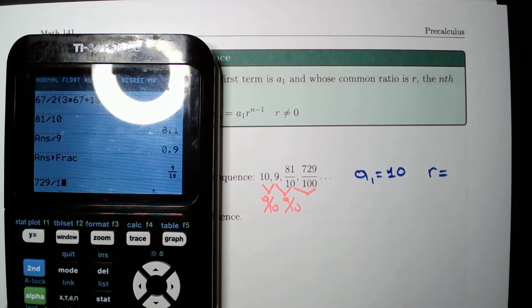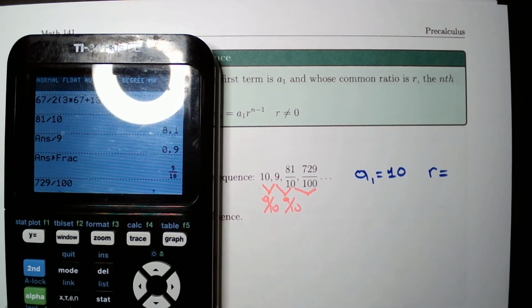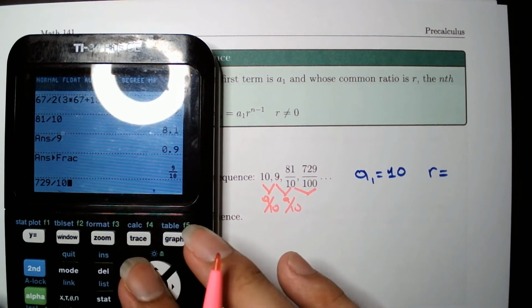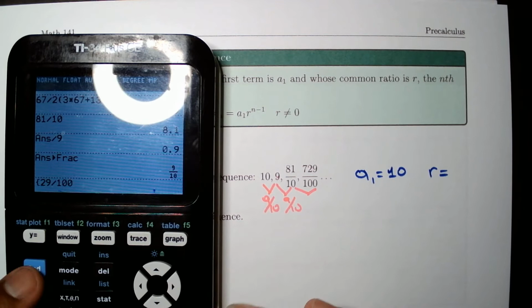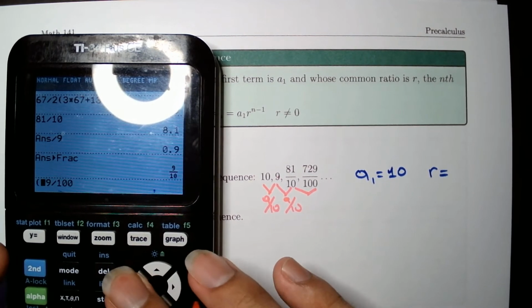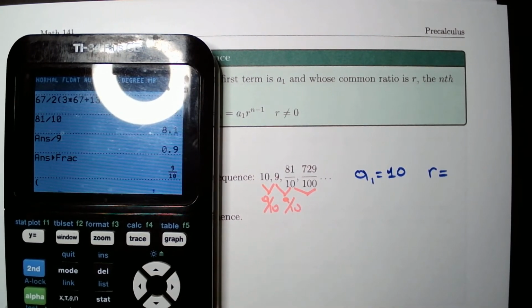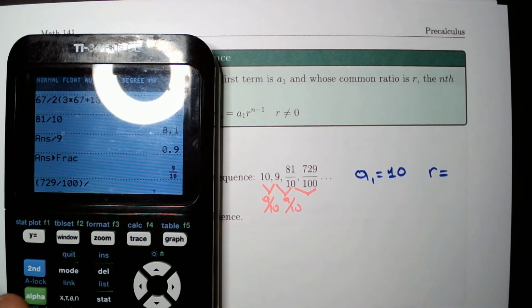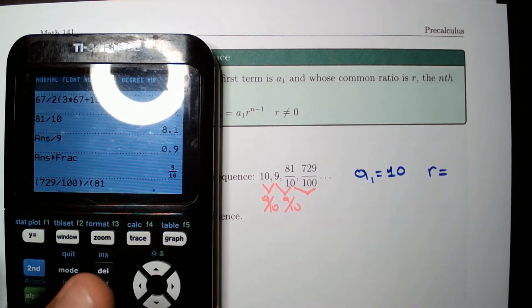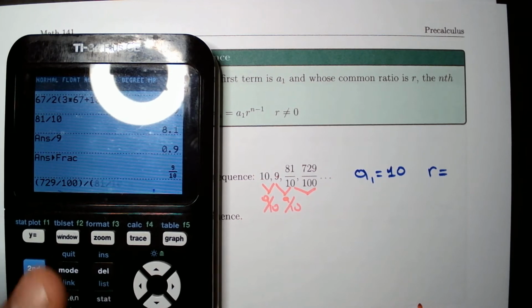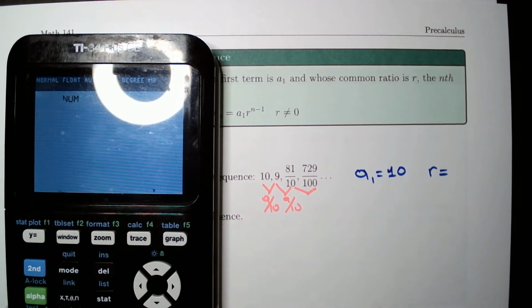729 over 100. Right? And actually, let me put parentheses. Okay, let me clear. Open 729 over 100, close, divide by 81. Oops, open parentheses as well. Over 10.9. Do you see we get the same?